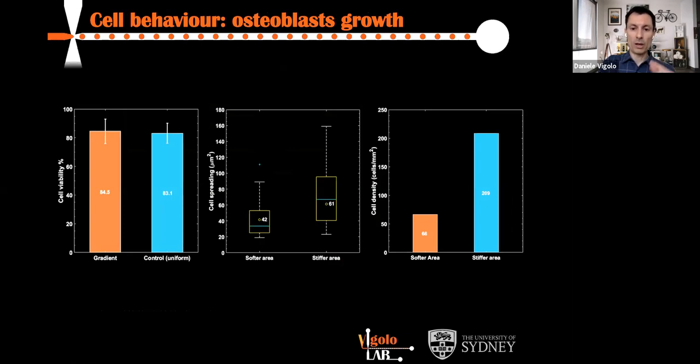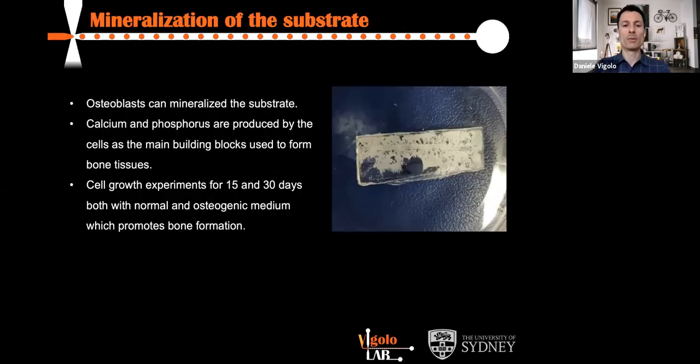Now, the last and interesting part of this experiment was the fact that osteoblasts can mineralize the substrate. So if you leave enough time, they will start to release mineral directly on the substrate, building blocks to eventually create bones. So if you see the picture here on the right, this is a sample after 30 days. And you can probably barely see that there is our strip of material in the middle, but there is definitely a large amount of mineral deposits. So this is the sign that the osteoblasts are healthy, and they are actually behaving as expected.